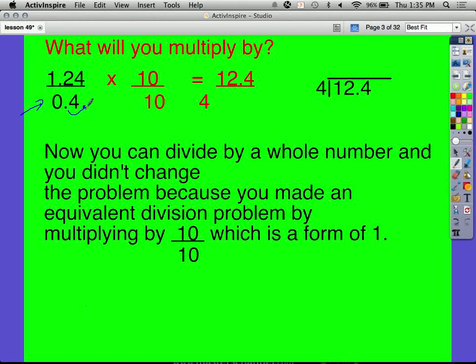So remember, if I do it to the bottom, I need to multiply by the same number on the top. So I get 12.4 divided by 4. Now we can divide by a whole number, and we didn't have to change the problem because we made an equivalent division problem by multiplying by 10 over 10, which is a form of 1. So now that we got this divisor, this outside number, a whole number, we bring our decimal point up, we do our regular long division. You get 3 1/10. Okay.